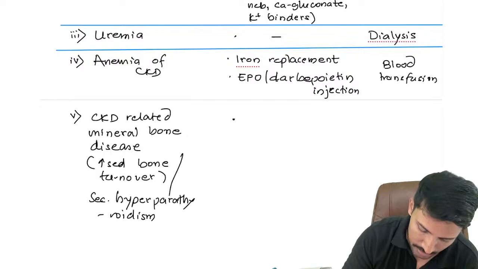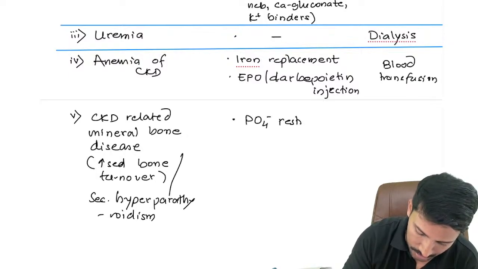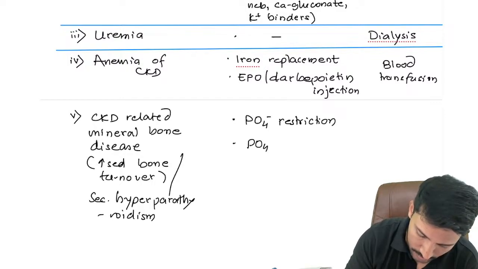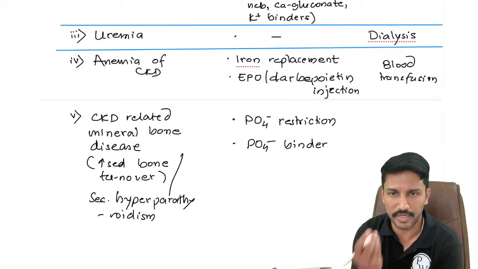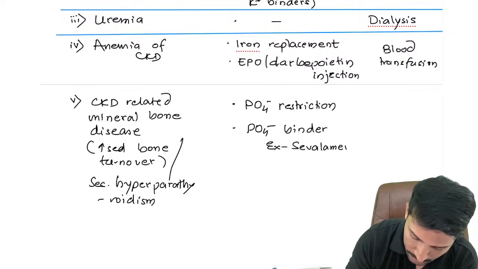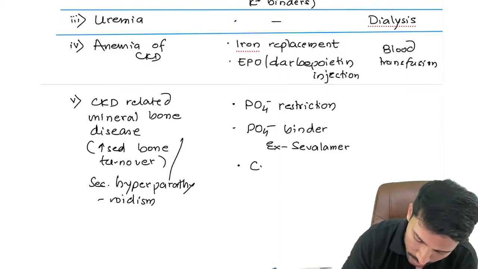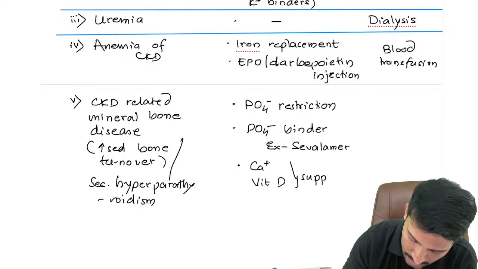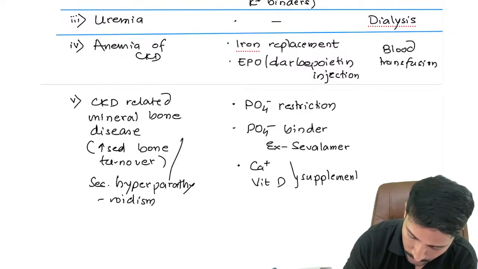Okay, so the first line management here will be phosphate restriction in the diet, then phosphate binders, which will bind the phosphate and eliminate it in stool. You don't absorb it even if it is coming in your diet, right? An example of a phosphate binder is sevelamer. Okay, what else can I do? I can do calcium and vitamin D supplementation to suppress the parathormone.